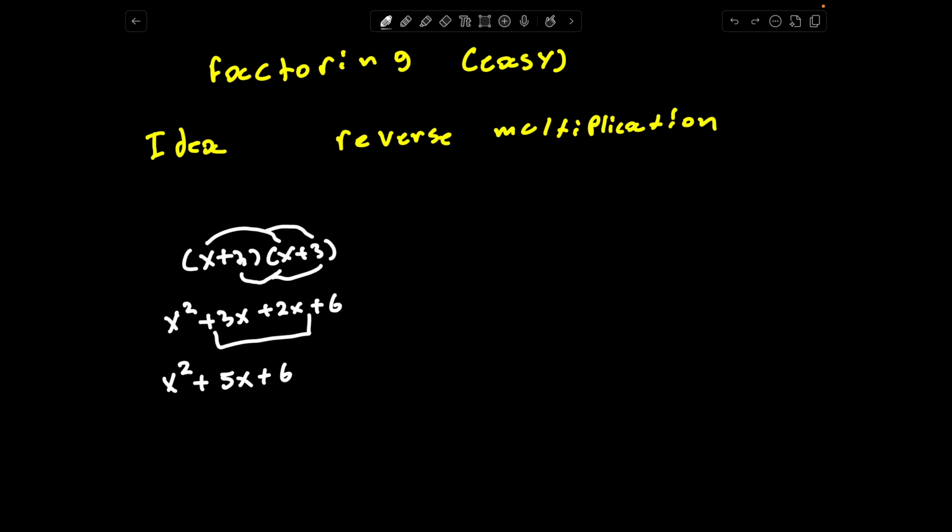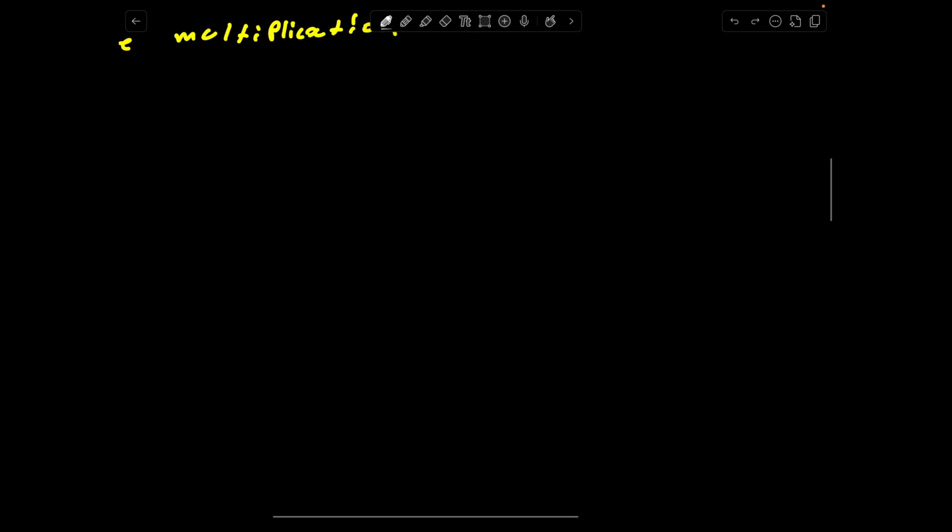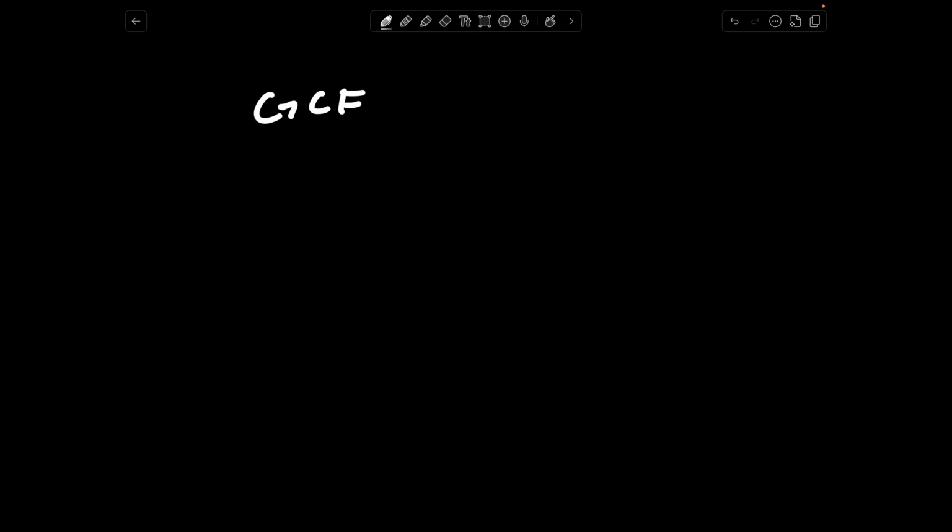The first one is the greatest common factor, the GCF. This one is always the first thing you should check before you do anything fancy. Ask yourself, is there something every term has in common that I can pull out? For example, we are given 4x squared minus 8x. Both terms here have a 4 within it. Both terms have an x within it.